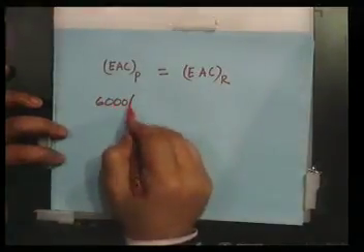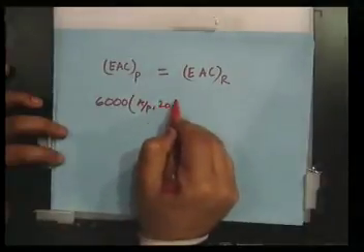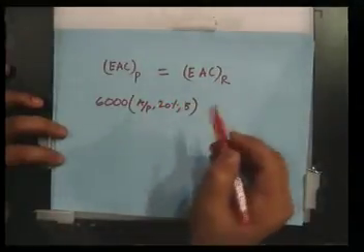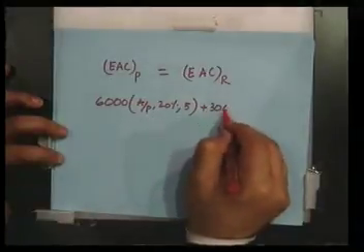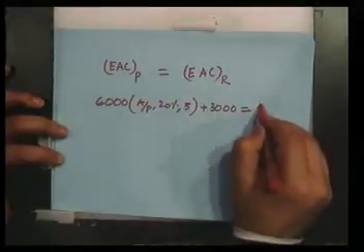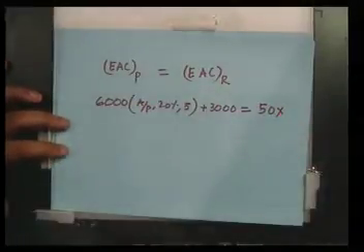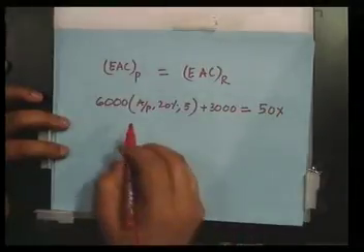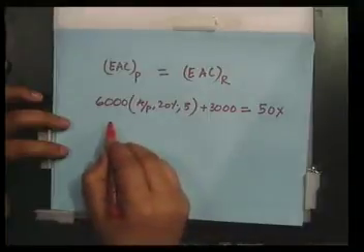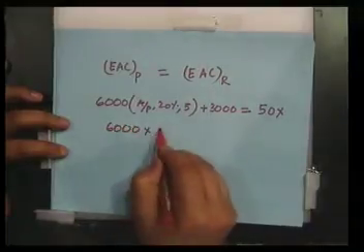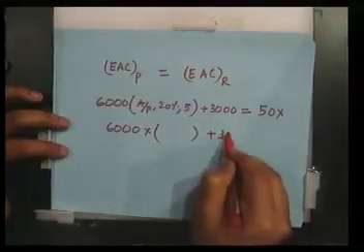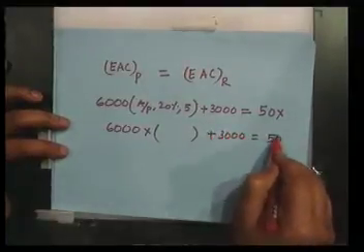So, in order to find the break-even point, I equate the two costs, and it would be like this: 6,000 A given P for an interest rate of 20% for 5 years plus 3,000 is equivalent to 50x. So, this is nothing but 6,000 multiplied by some value plus 3,000 is equal to 50x.